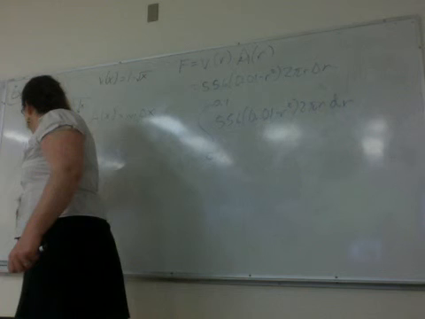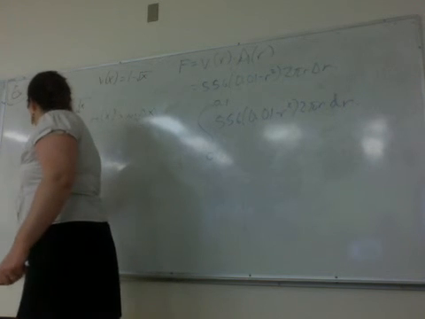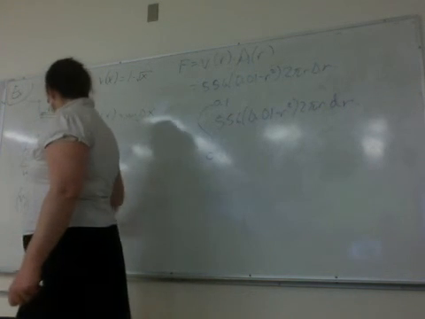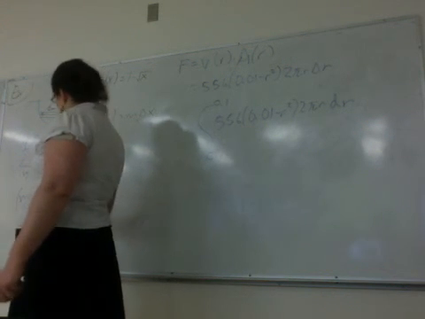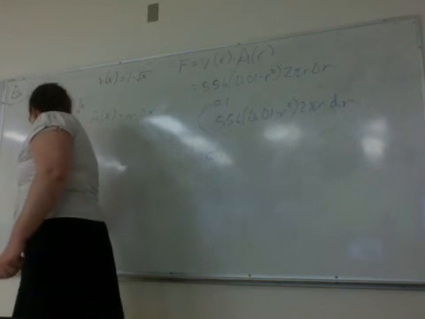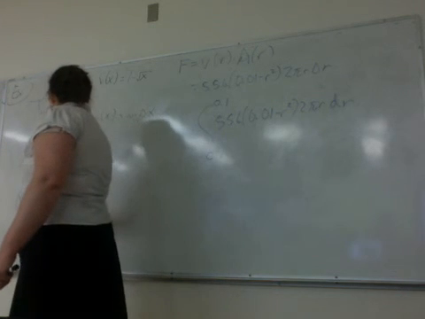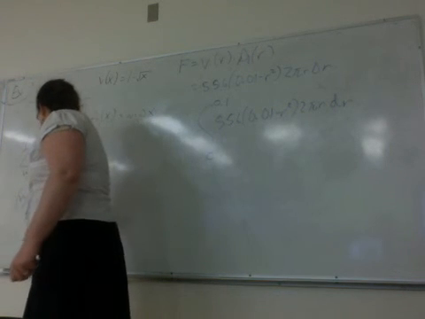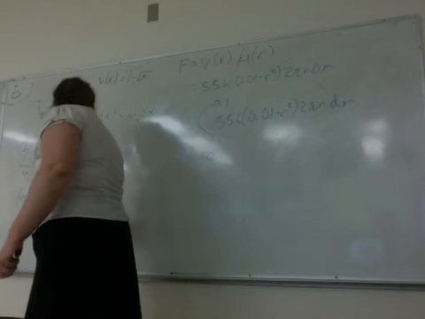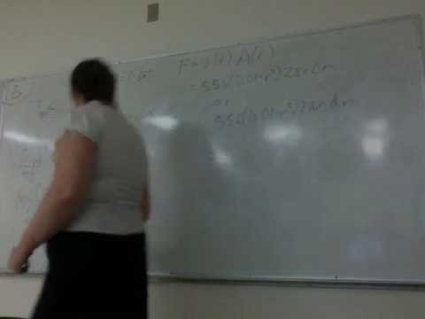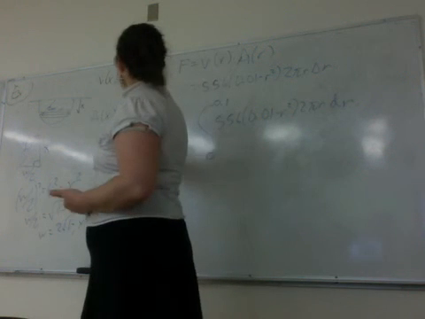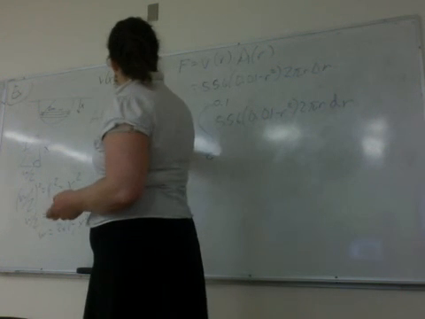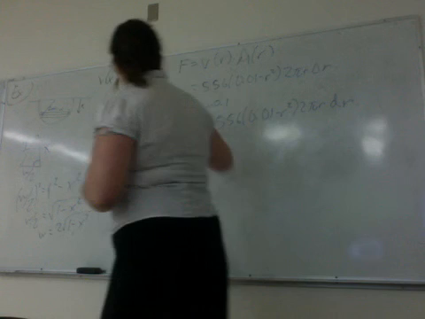So w over 2 squared is 1 squared minus x squared. So w over 2 is square root of 1 minus x squared. So w is 2 times the square root of 1 minus x squared. So here the area is going to be 2 times the square root of 1 minus x squared times delta x.